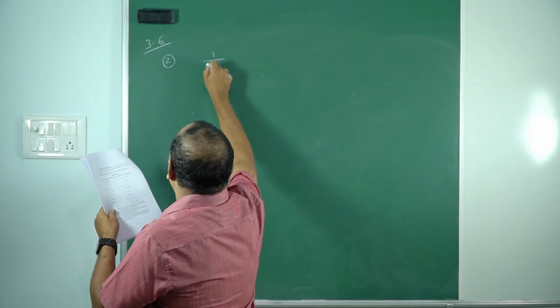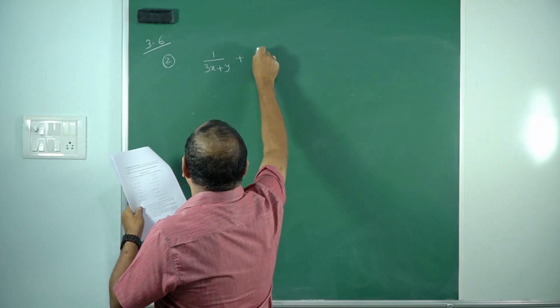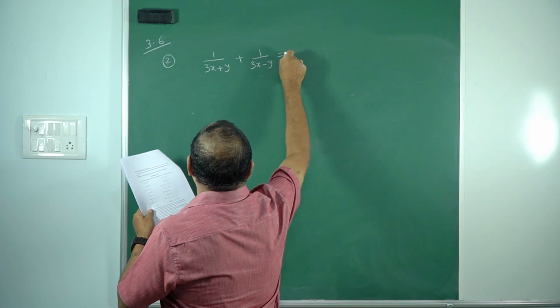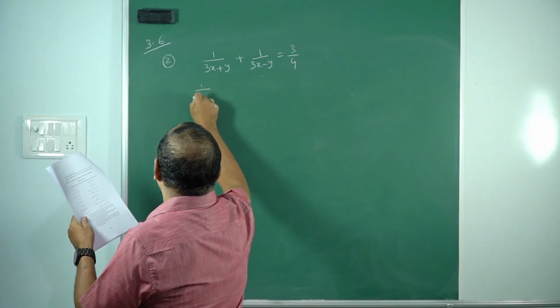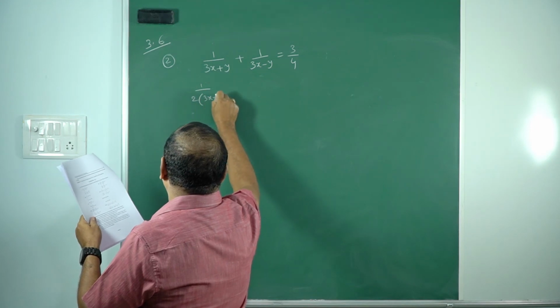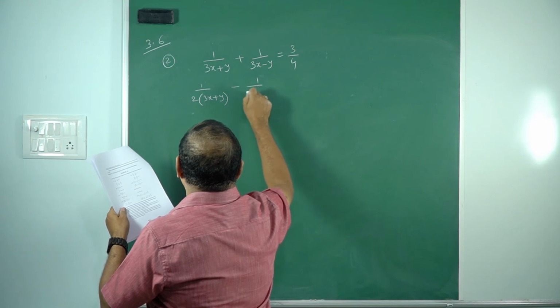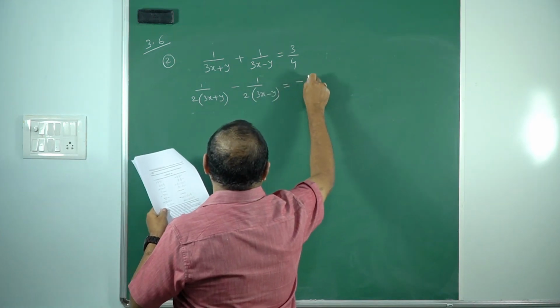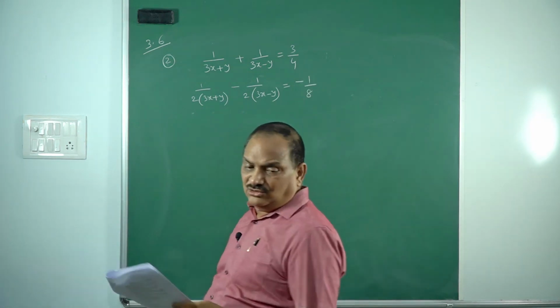1 by 3x plus y plus 1 by 3x minus y, and that equals 3 on 4. And 1 by 2 times 3x plus y minus 1 by 2 times 3x minus y is equal to minus 1 by 8. This is what we need to solve.